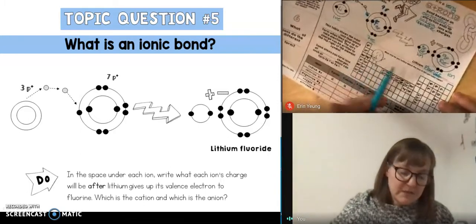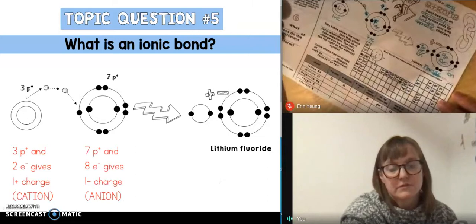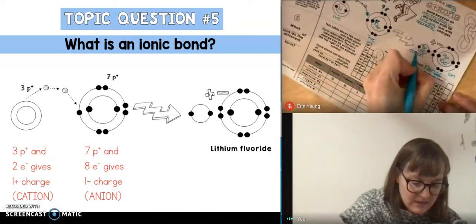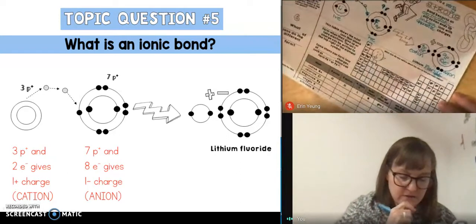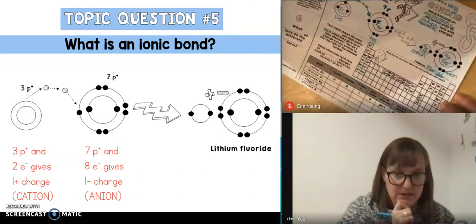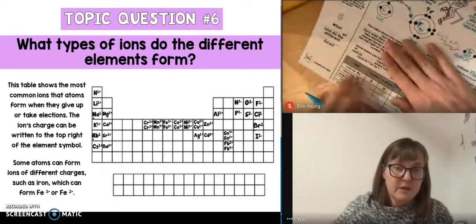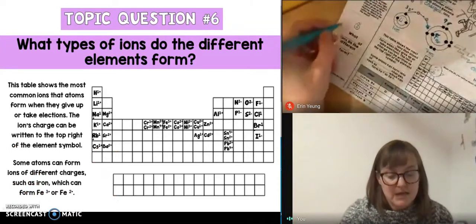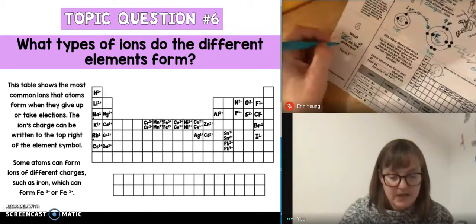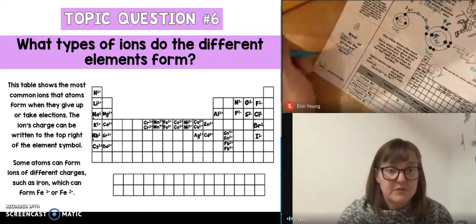So fluorine will become fluoride. It just gives you the example here. This one becomes a cation and this becomes an anion because they're positive and negative. All right, so what types of ions do the different elements form? We've kind of gone over this already.